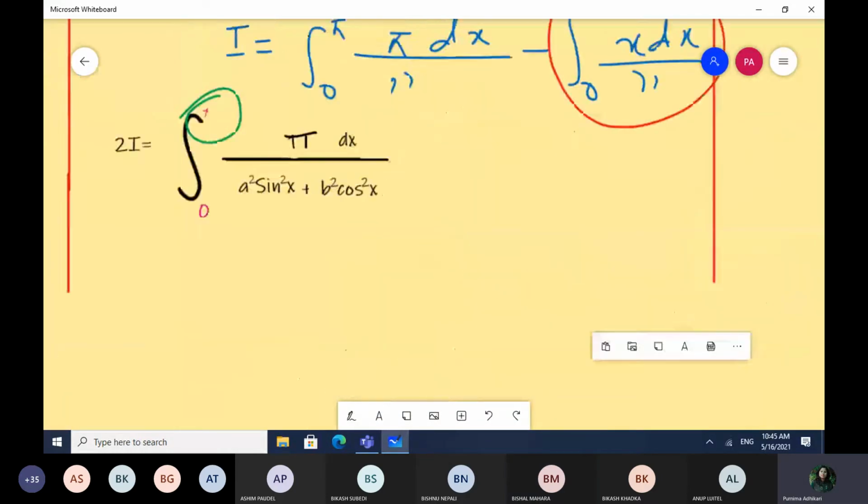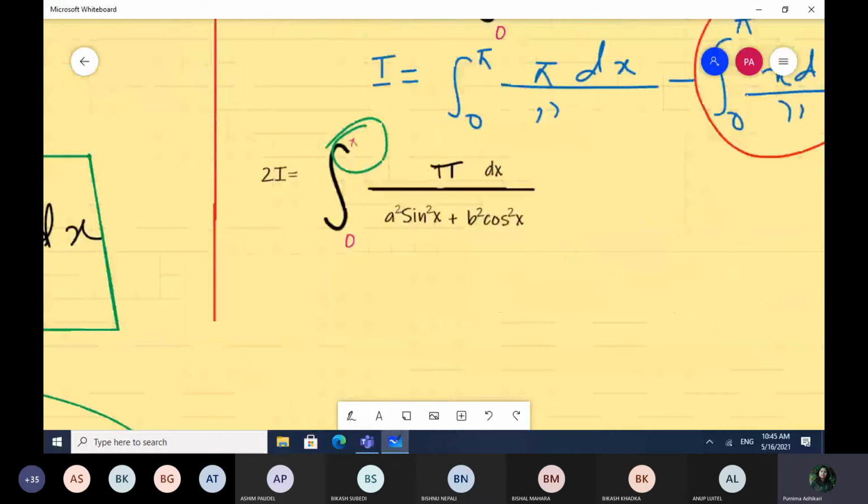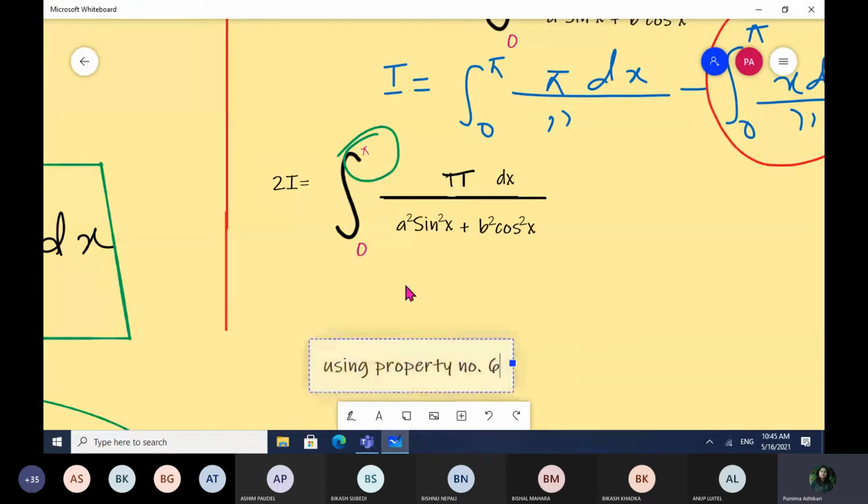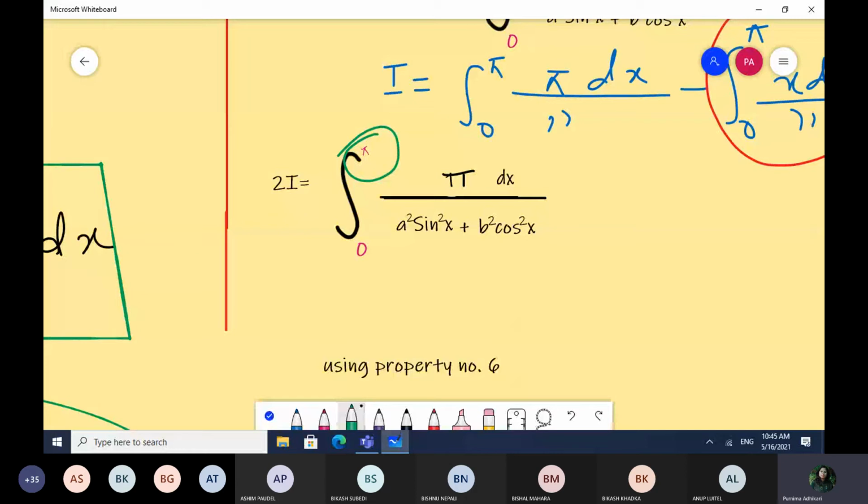So where were we? Here. Okay, so we are going to use property number 6. Let me mention the number also: property number 6. Why can you use this? Because here in this expression, your f of pi minus x is equal to f of x.